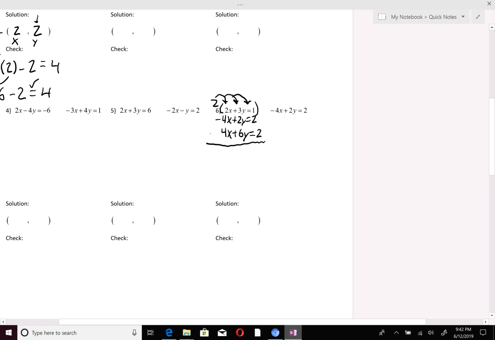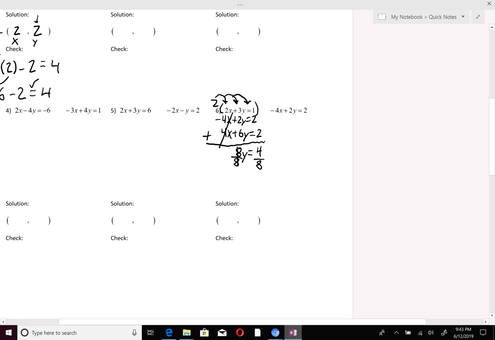Now I can treat everything like addition, and stuff will start to cancel. So as intended, our x's will cancel. And now we just add 2y to 6y, giving us 8y. And 2 plus 2 is 4. We can't leave that 8 next to the y, so we'll have to divide it off. So we'll divide both sides by 8.